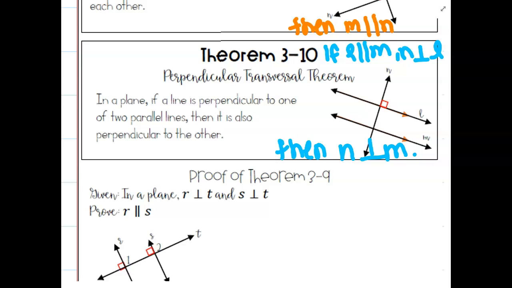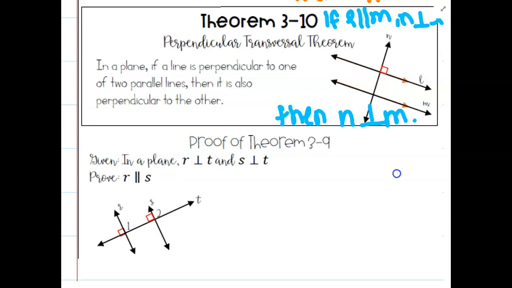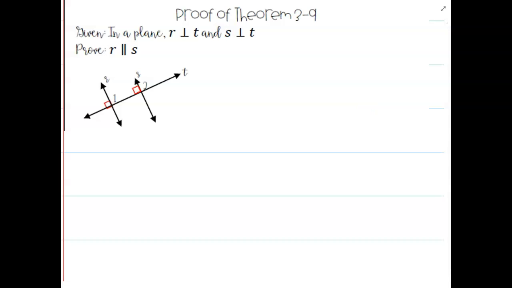Okay? Now, down here, we're going to prove Theorem 3.9. And once again, just as a reminder, anytime we're proving theorems, I can use Theorem 3.8, 3.7, 3.6, anything that we've talked about before, anything we talked about yesterday, I can use that, but I cannot use Theorem 3.9 or 3.10 to prove this. Okay, they go in order. So, to prove Theorem 3.9, in a plane, okay, R is perpendicular to T, so notice that it's marked with the little square to show that it's perpendicular, and S is perpendicular to T. I'm trying to prove that R and S are parallel, okay?